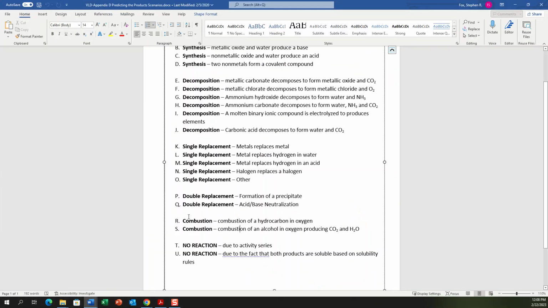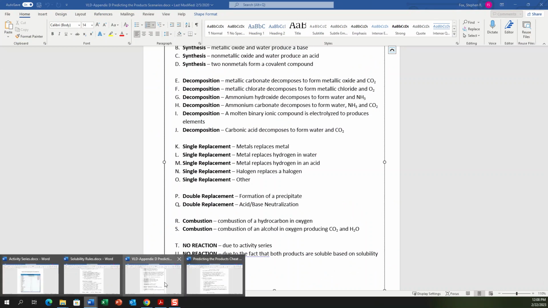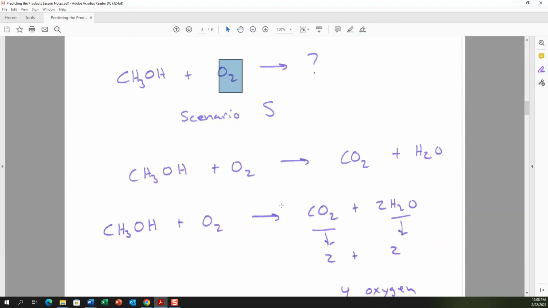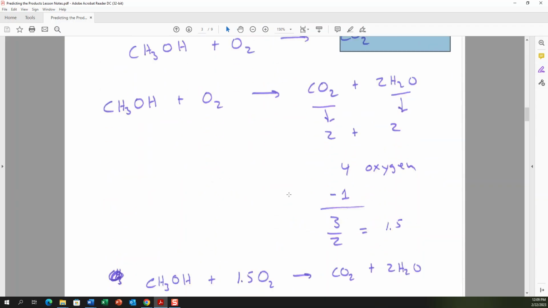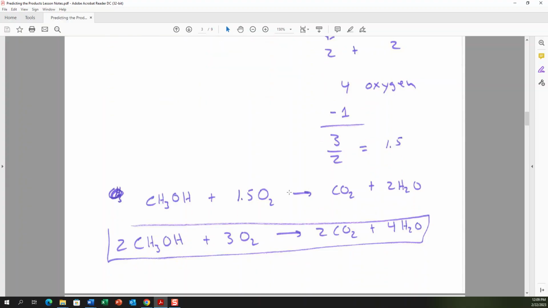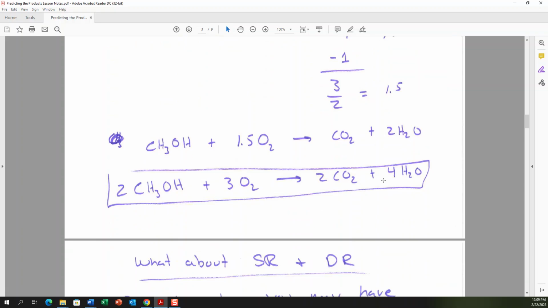Again, if we go back and look at it, R is combustion of a hydrocarbon, S is combustion of an alcohol. All right. But again, regardless of whether it's a hydrocarbon or an alcohol, our products are CO2 and H2O. Now we just have to balance. So balancing this one's a little bit more difficult, but I'm sure you could take the time and figure it out. And here's our balanced equation. All right.